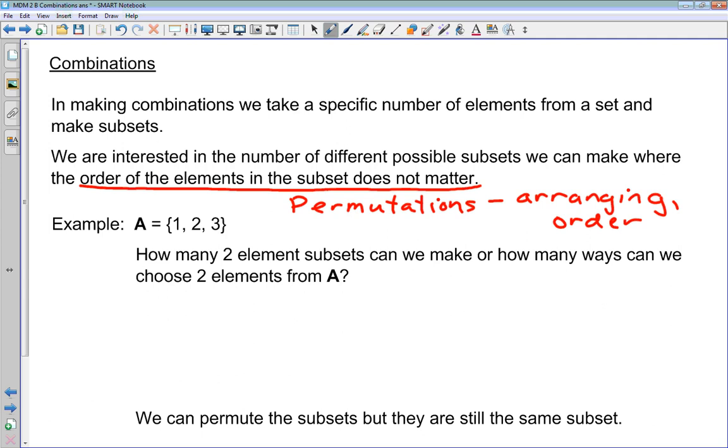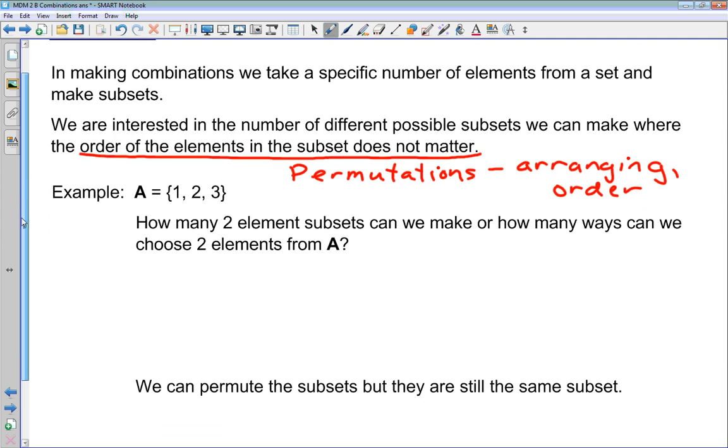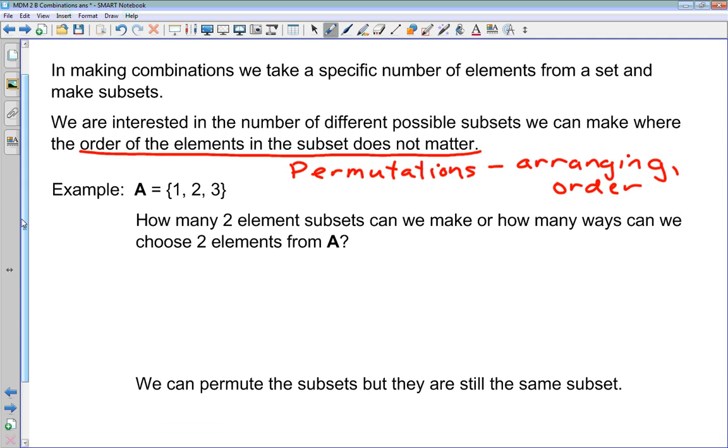So an example of how a combination works is, let's say we've got a really simple set A with just 3 elements, 1, 2, and 3. A question might be, how many 2-element subsets can we make, or how many ways can we choose 2 of the elements out of A and make a new set? Well, there's only 3 things in A, so this is the kind of question where we can list out all of the possibilities.